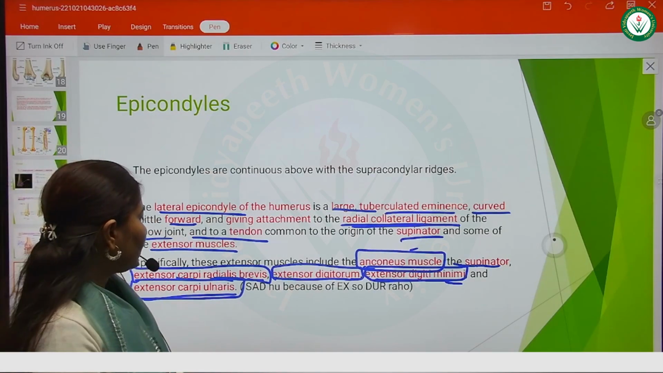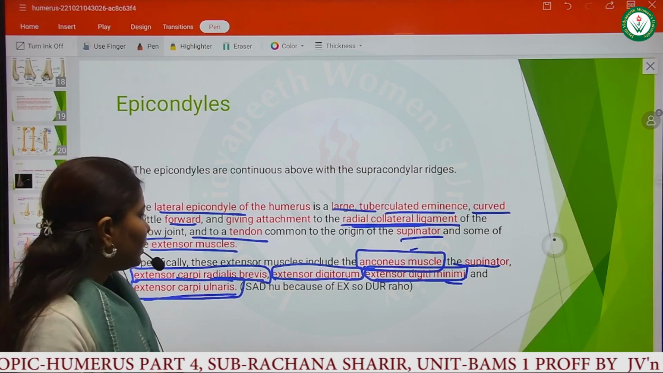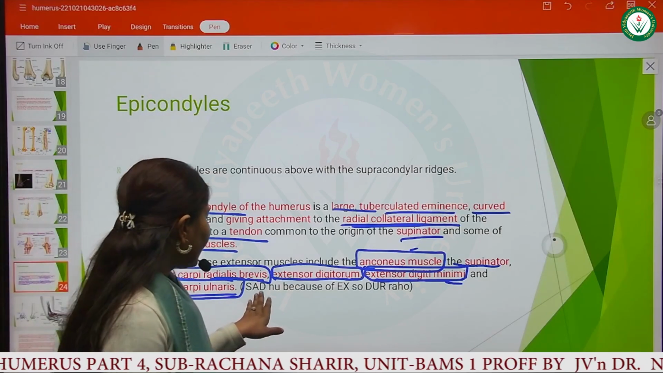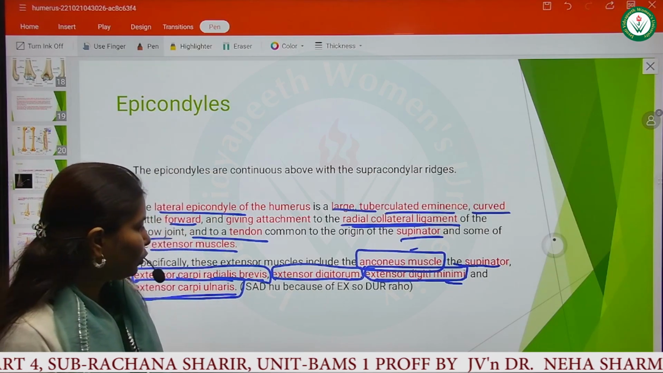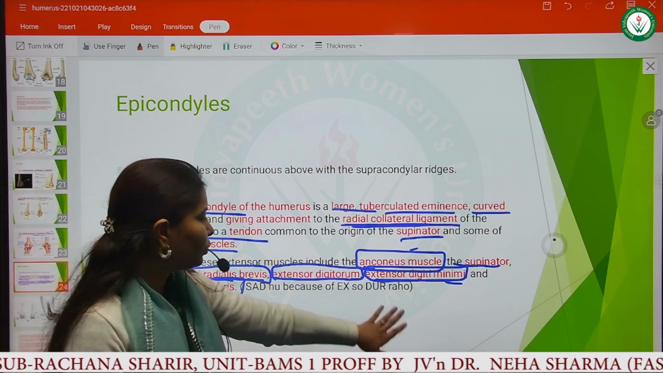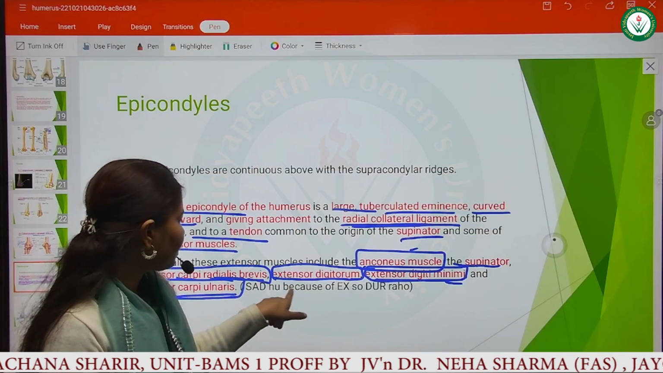So we can use this mnemonic for memorizing these muscles. X means extensor, so... Said means supinator.